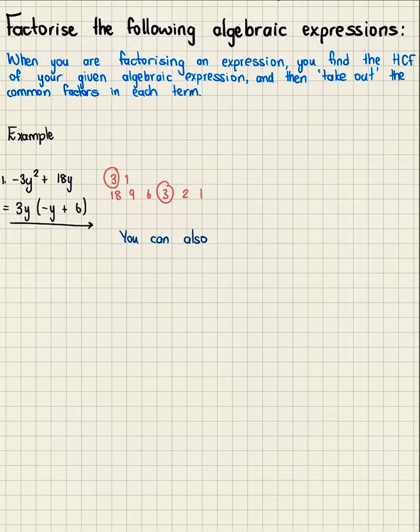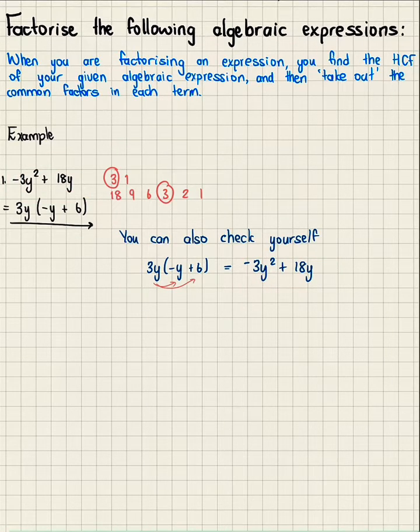So you can also check yourself to see if your answer is correct. You don't have to always do this, but you can do this when you're practicing. Take your final answer and then you expand, okay? You expand and then you multiply 3y into every term in the bracket. That should give you the same answer as the original expression they gave you. Then that's where you can be sure that your answer is correct, okay?